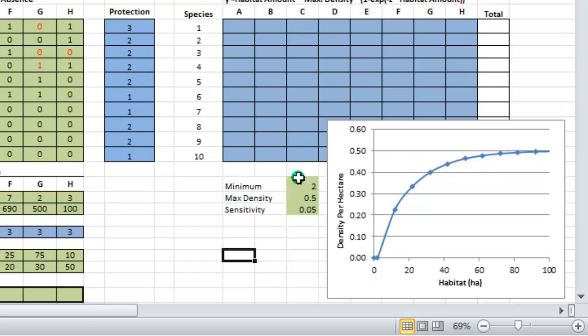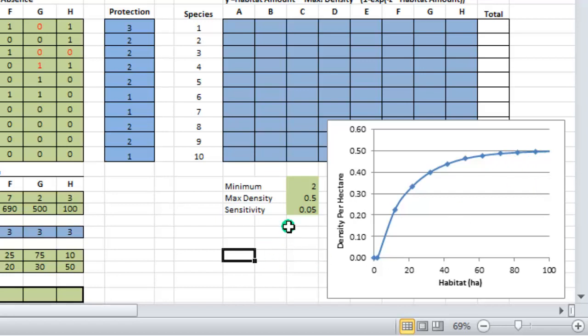So you can see the minimum establishes where the curve can begin to rise. That's along the x-axis. So the x-axis provides us with the habitat amount occurring at the site, and the y-axis is the density. The maximum density establishes the ultimate, the highest density that that species can attain, and the sensitivity score indicates how fast we climb from 0 to the maximum.